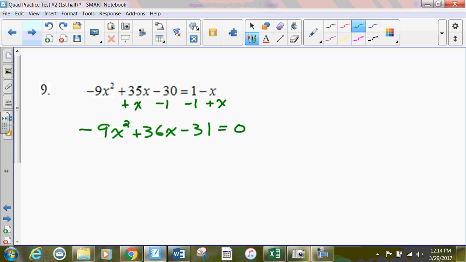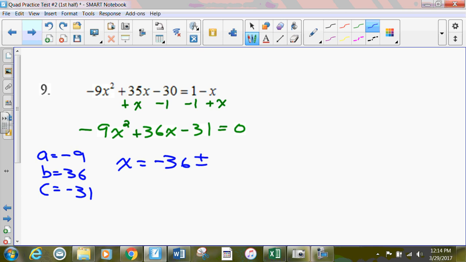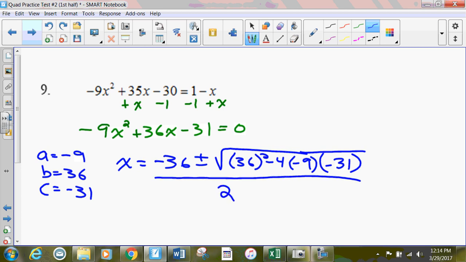Oh, this is a real bummer. We can't do anything with this problem as far as factoring. Is there a number that goes into negative 9, 36, and negative 31? No, it doesn't help that 31 is a prime number, right? So we don't have a choice. We are going to use the quadratic formula. Here we go. a equals negative 9, b equals 36, c equals negative 31. I'm going to use the quadratic formula: x equals negative b plus or minus the square root of b squared minus 4ac, all over 2a.